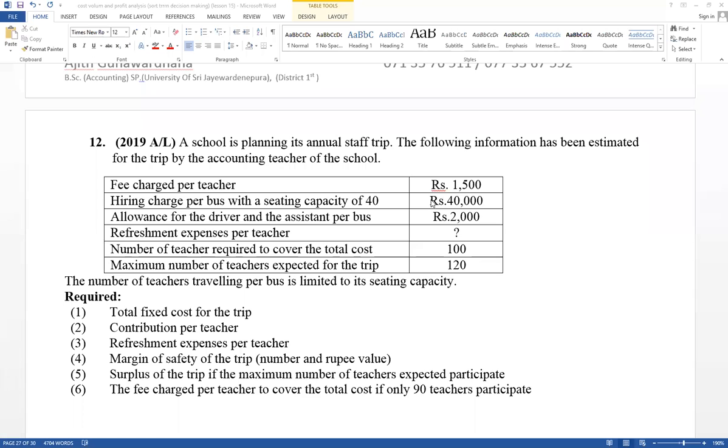Therefore, this is not variable cost. Vary but not vary proportionately.